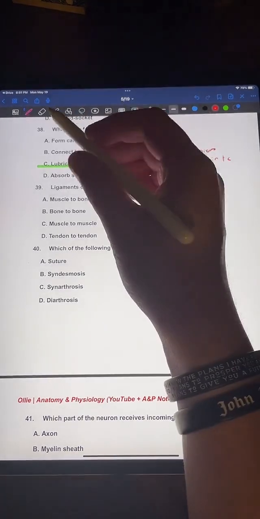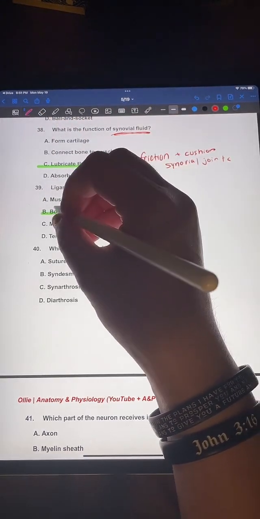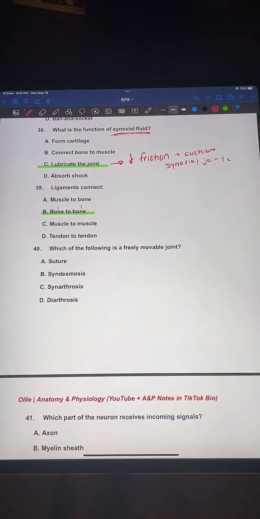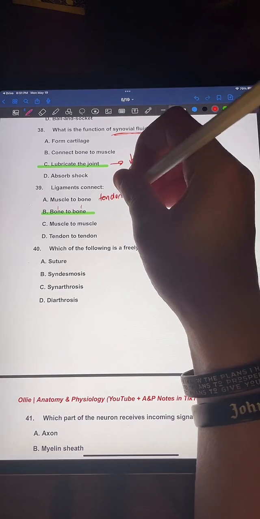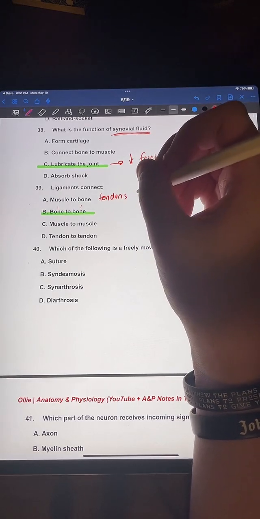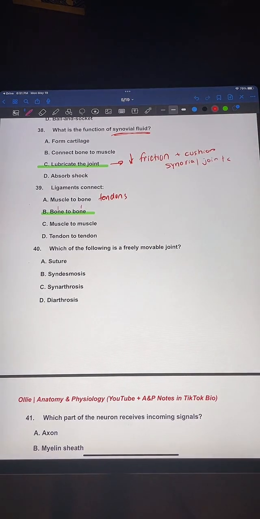The answer is B. It is bone to bone. So ligaments connect bone to bone. Muscle to bone is through tendons. Muscle to muscles, they're not connected that way. There's one that could be considered, and that's aponeurosis. Aponeurosis is kind of like at the top of your head. If you look that up on an anatomy image, it's kind of like the white spot. Tendon to tendon is not a function.